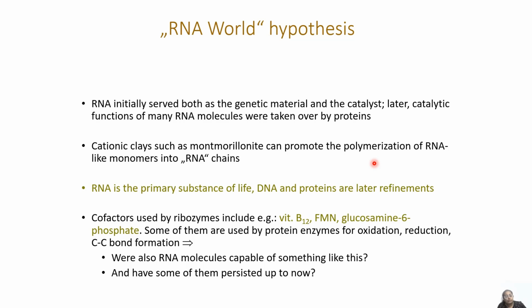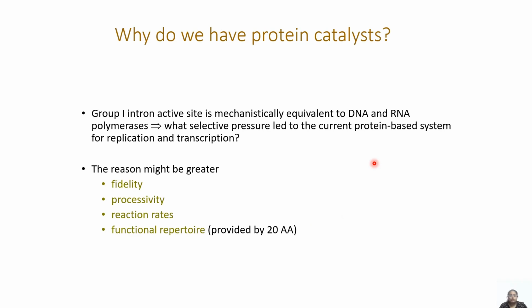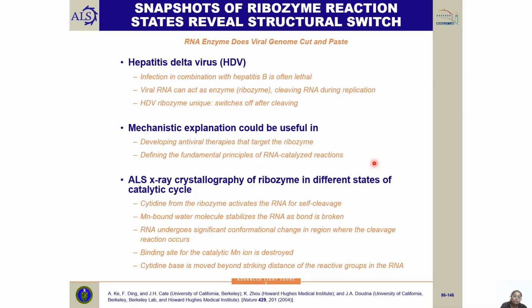Okay. So cofactors used by ribozymes include vitamin B12, FMN, glucosamine 6 phosphate. Some of them are used by protein enzymes for oxidation reduction and C-C bond formation, and RNA molecules were also probably capable of something like this, and some of them persisted up to now. So why do we have protein catalysts? Group 1 intron active site is mechanistically equivalent to DNA and RNA polymerases. What selective pressure led to the current protein-based system for replication and transfer? The reason might be greater fidelity, processivity, reaction rates, functional repertoire, etc.